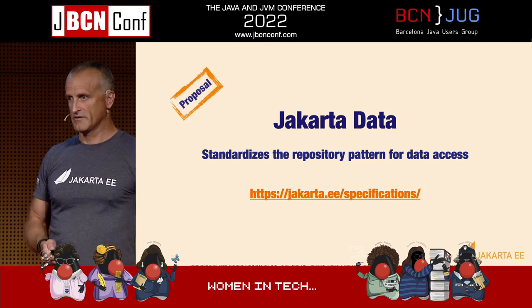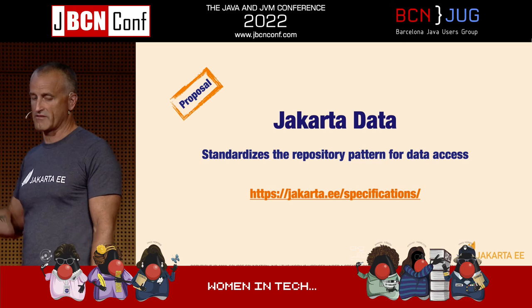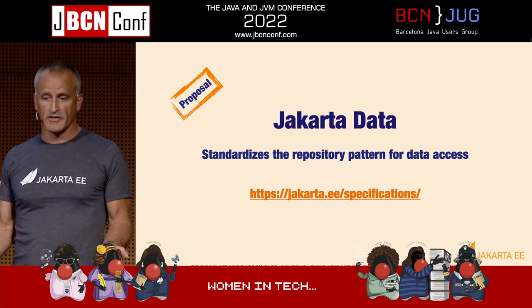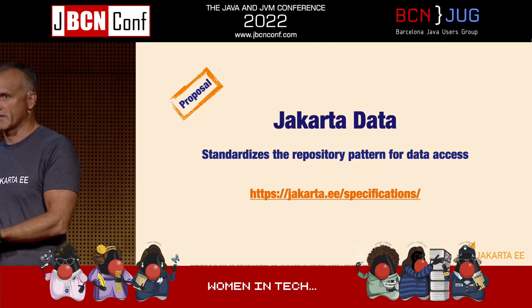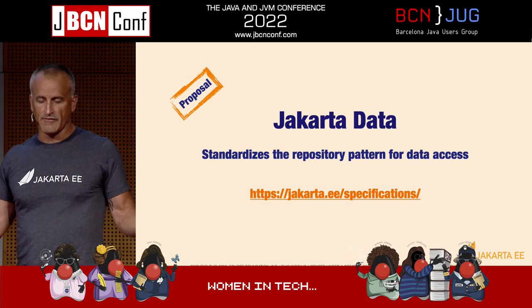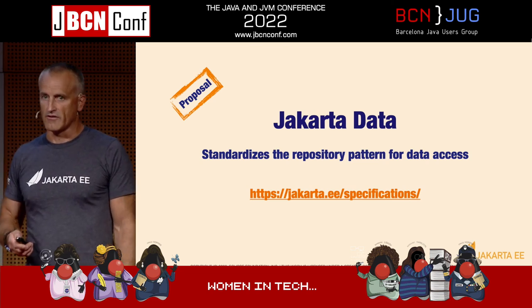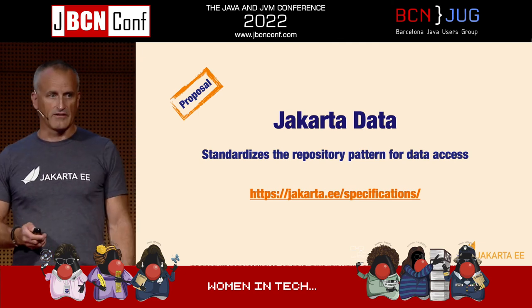Jakarta Data. Maybe we'll start the creation review for this today. So this had gone through community review, it's a proposal going up, and it will standardize the repository pattern for data access. Think Spring Data or Delta Spike Data. You just create an interface and everything else is generated for you. So Jakarta Data is a new specification, and hopefully we can get it into 11.